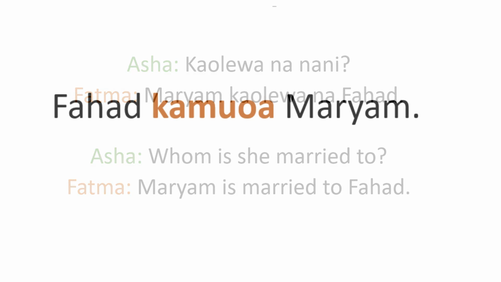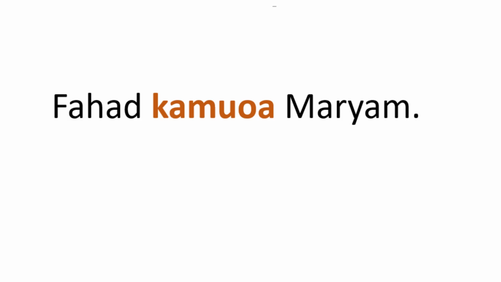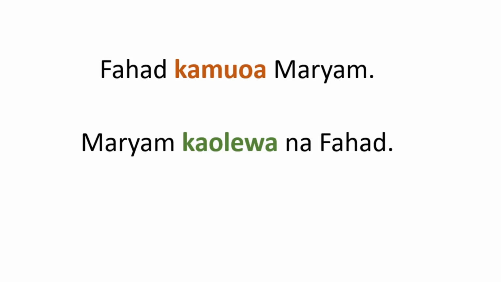Other examples are Fahad kamuoa Mariam. Fahad married Mariam. Here we are talking about Fahad. Fahad is a man, so we are using kamuoa instead of kaolewa. Look at the difference here. Mariam kaolewa na Fahad. Mariam is married to Fahad. Here we say kaolewa because here we are talking about Mariam. We're using kaolewa for women.